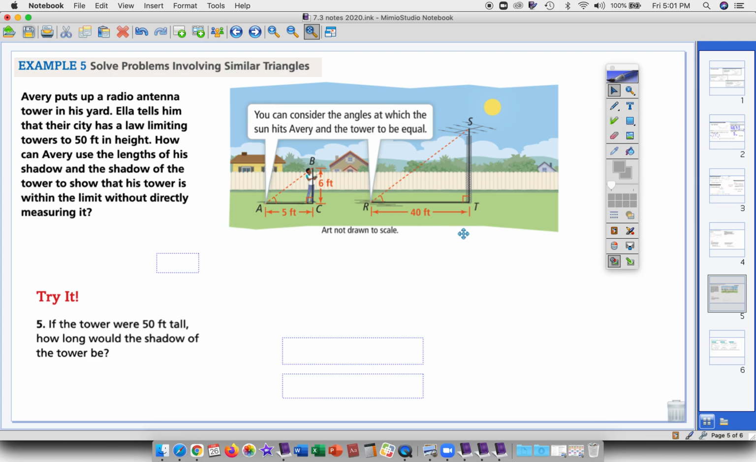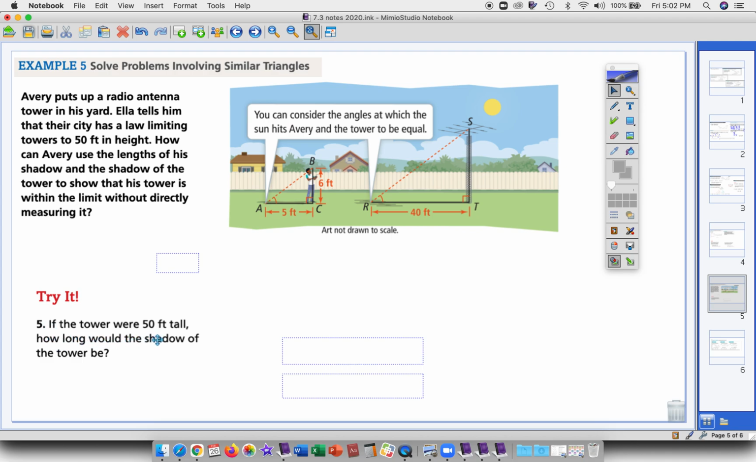So this is actually a neat activity that you could use to measure tall things around your house. If you have a sunny day and you can find the length of the shadow and you know your own height, you can find the length of the shadow of that particular object, and you can set up a proportion to figure out the height of that object. So go ahead and do that here. Pause the video and then also try Try It 5.